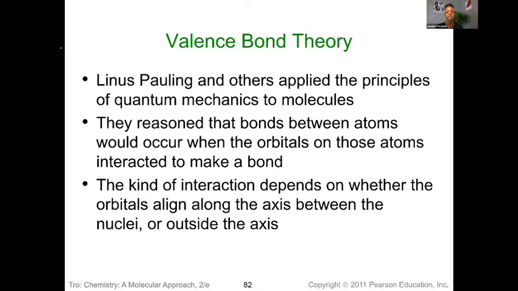Valence bond theory is used to think about how the bonding is occurring and ultimately the shapes that we're seeing. Pauling and others applied different principles of quantum mechanics to understand the molecules that we're seeing. They reasoned that bonds between atoms would occur when the orbitals on those atoms interacted to make a bond. Again, think about the orbital diagrams that we discussed in depth in chapter 8. They said that this interaction would depend on how the orbitals are able to align with one another, whether directly or in some type of perpendicular manner.